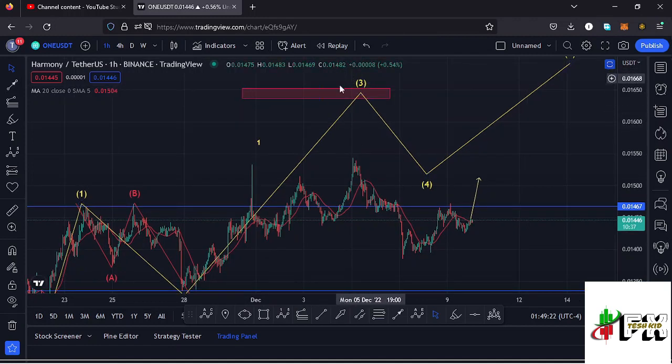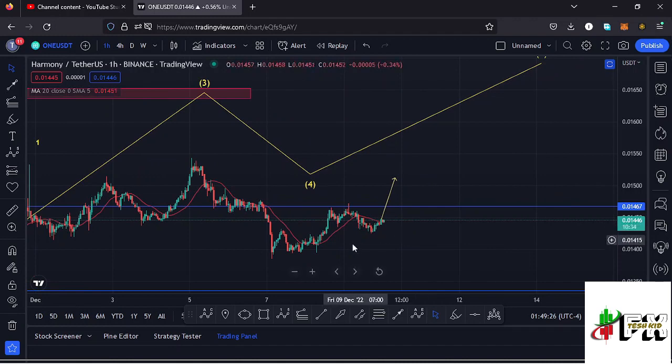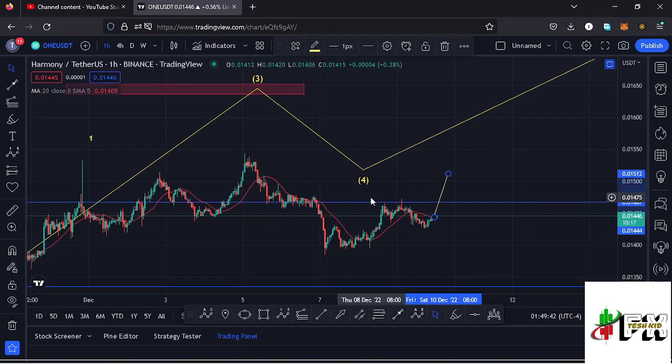We are in the formation of this wave 3, and we need to manage to break above the 20-day MA, which I think at the moment we have managed to break above. We also managed to break above the wave 1 high for us to regain that impulsive nature in the formation of this wave 3 to the upper side.